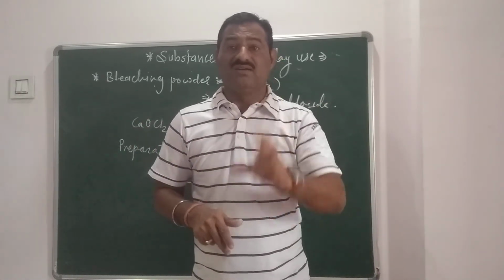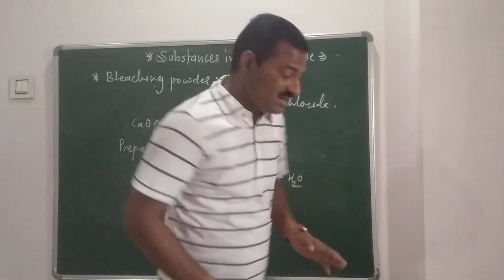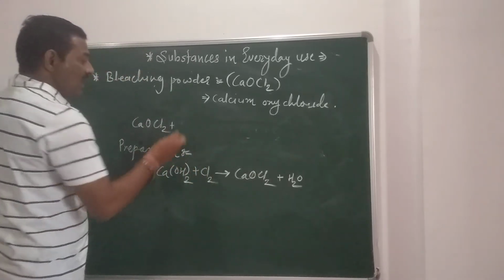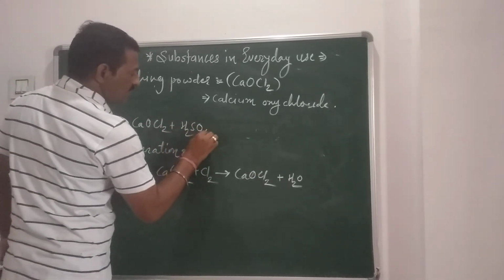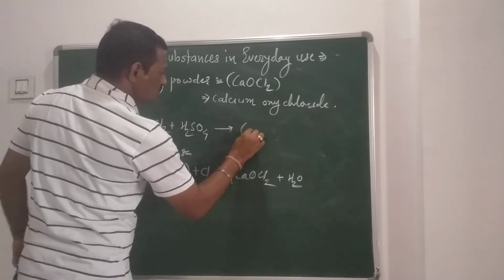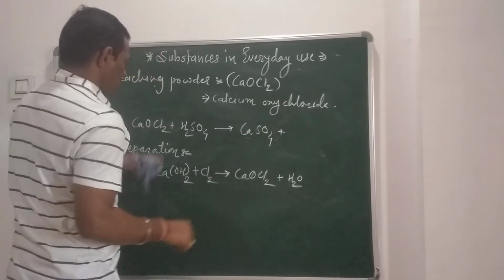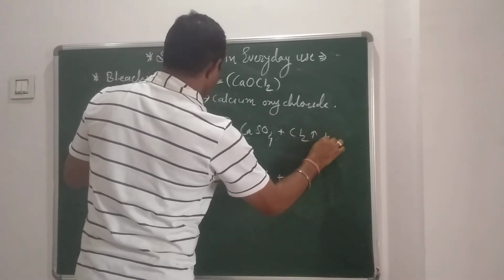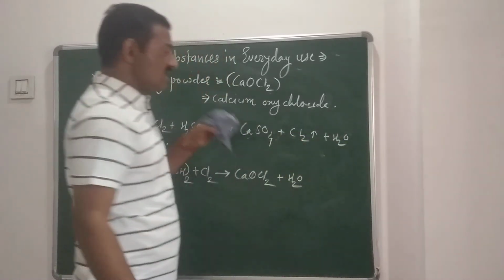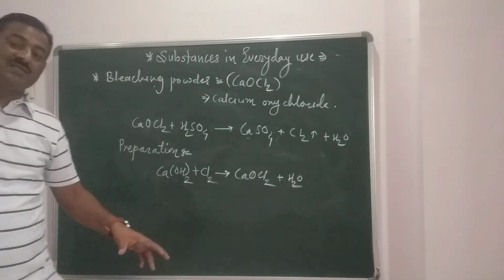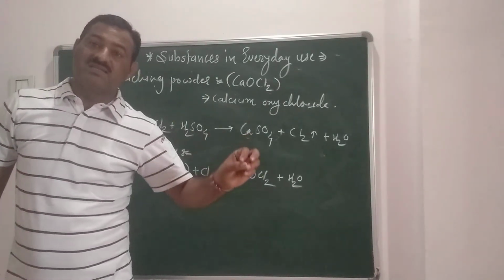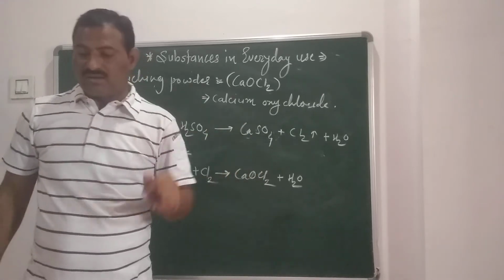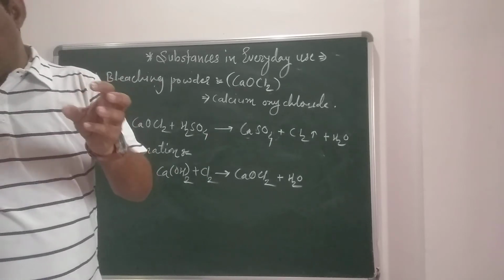It reacts vigorously with acids. We see a reaction here: when calcium oxychloride reacts with H2SO4, it produces calcium sulfate, chlorine gas is released, and H2O is produced. This is the reaction with the acid, so we can say the bleaching powder reacts vigorously with acids like HCl and H2SO4.